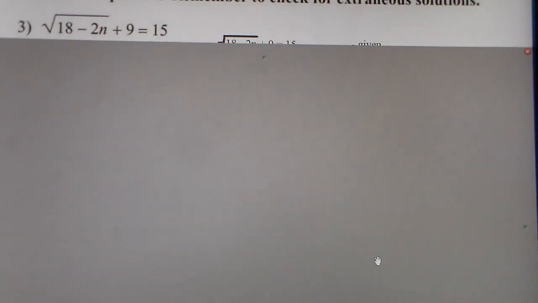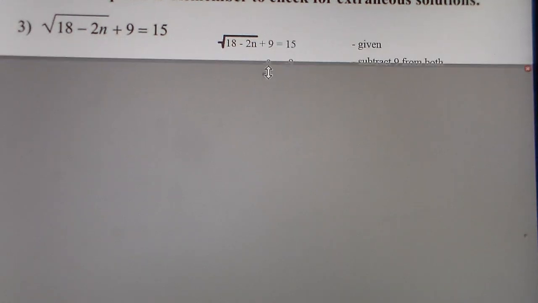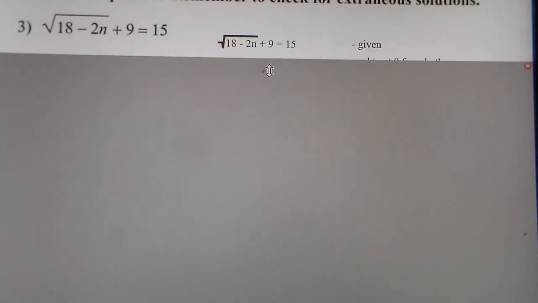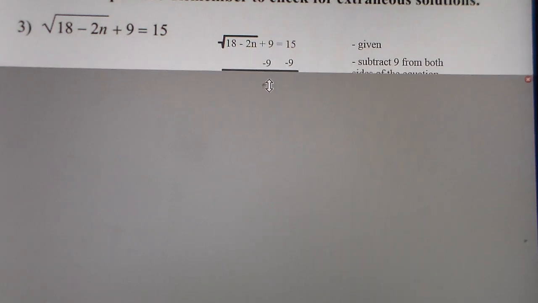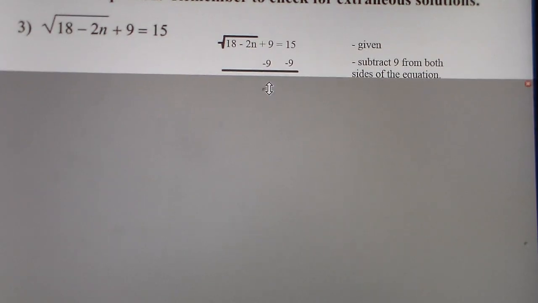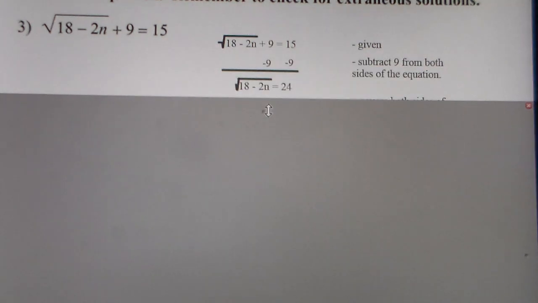Problem number 3. We have to solve each equation. Remember to check for extraneous solutions. We have the square root of 18 minus 2n, plus 9, equals 15. That's our given. We first subtract 9 from both sides of the equal sign. So we get the square root, the radical, 18 minus 2n all by itself, and it's equal to 24.